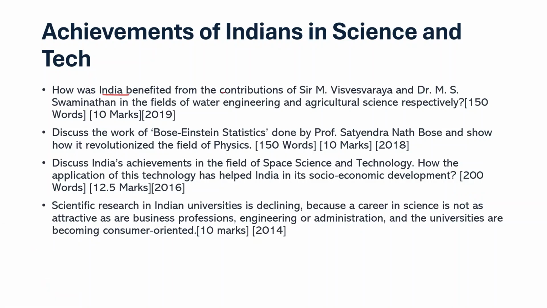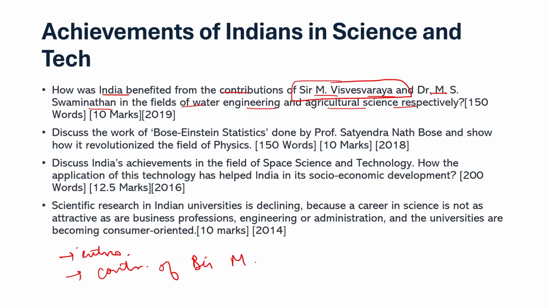How has India benefited from the contributions of Sir M. Visvesvaraya and Dr. M. S. Swaminathan in the fields of water engineering and agricultural science respectively? Right, so very simple. You first write an intro, then you write about their contributions one by one. First you write the contributions of Sir M. Visvesvaraya, right? Then you do the same for M. S. Swaminathan, right? And then you conclude, right?